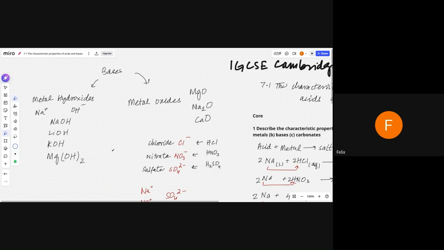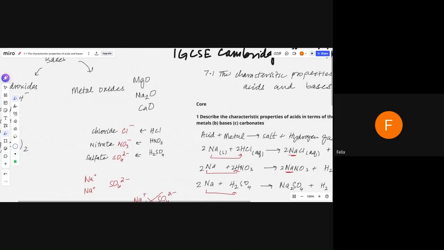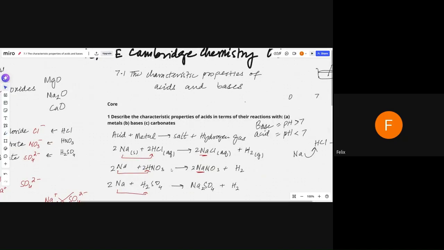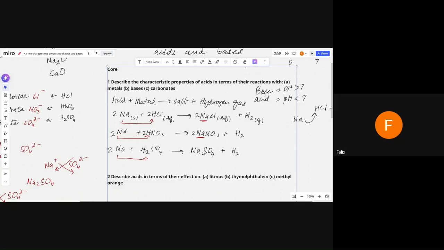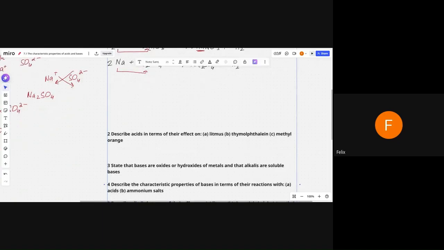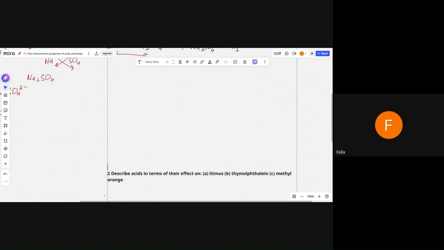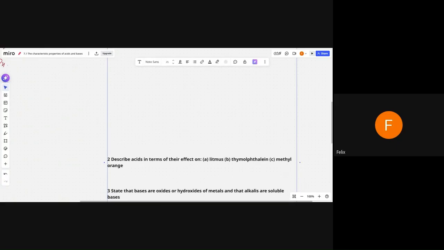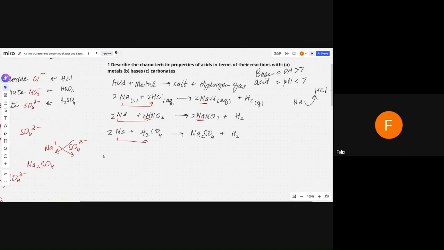Now let us see how acids react with bases. So I need more space here. I need to hold on. This is going to be a long video lecture because we have lots of topics to cover, and I'm attempting to cover topics of the core and extended supplement syllabus in the same video lecture. Okay, so this is acid and metal.